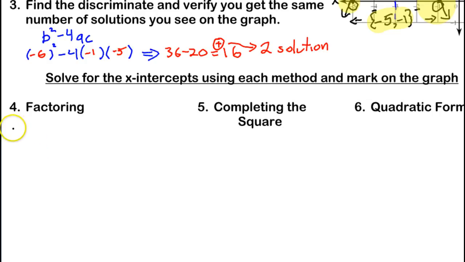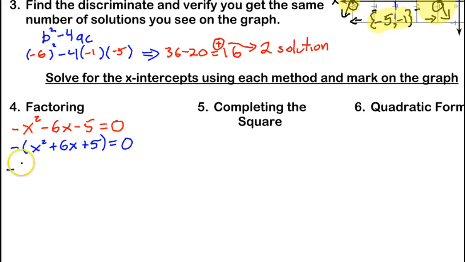All right, so let's factor this. We've got negative x squared minus 6x minus 5, and when you're solving, you set it equal to 0. Got a negative in front, so let's factor that out. Divide everything through by -1. Alright, now you go ahead and factor it and solve. Get your 2 answers. Of course, they should come out to the same as the graph.